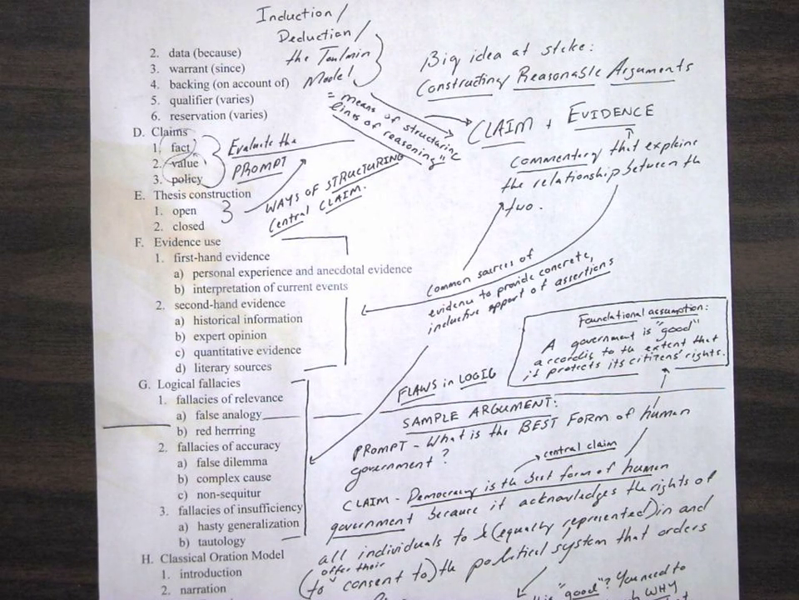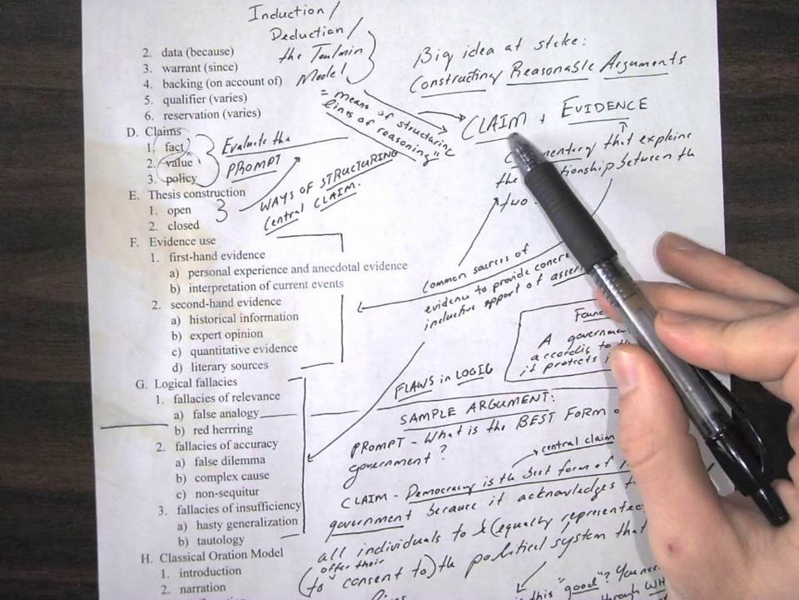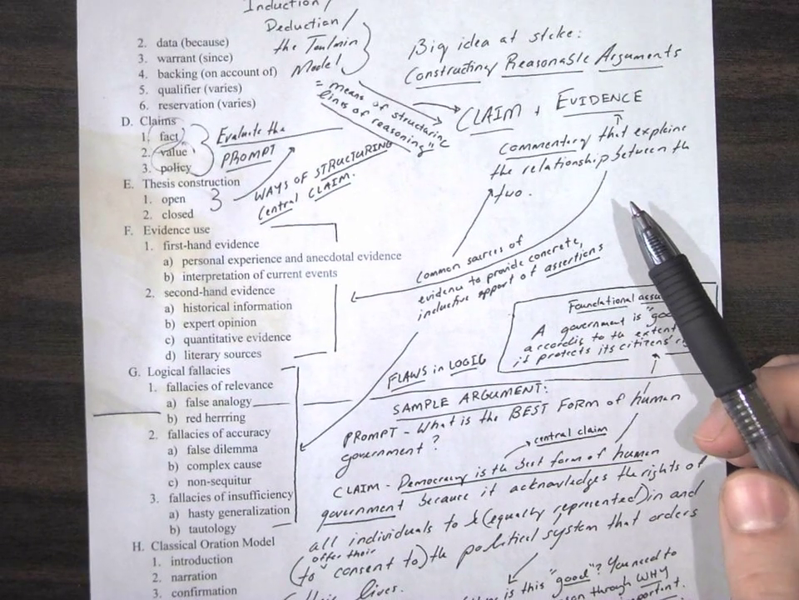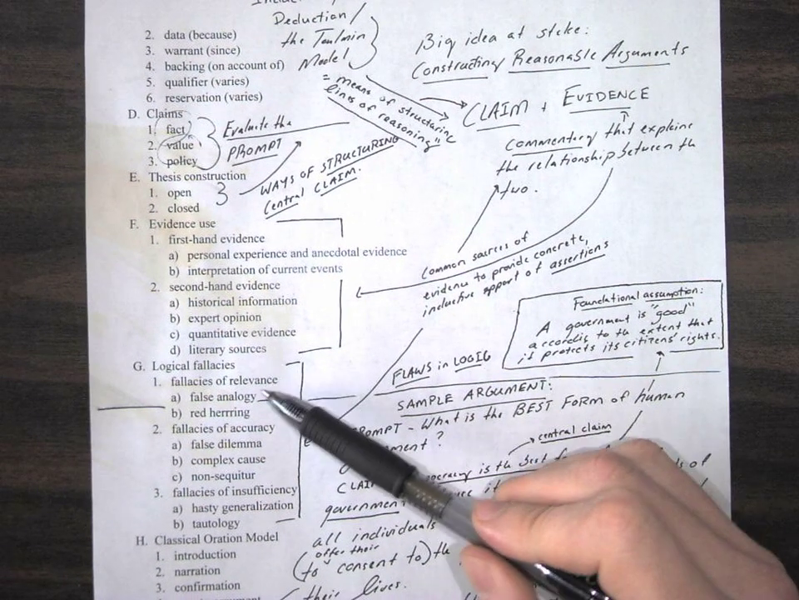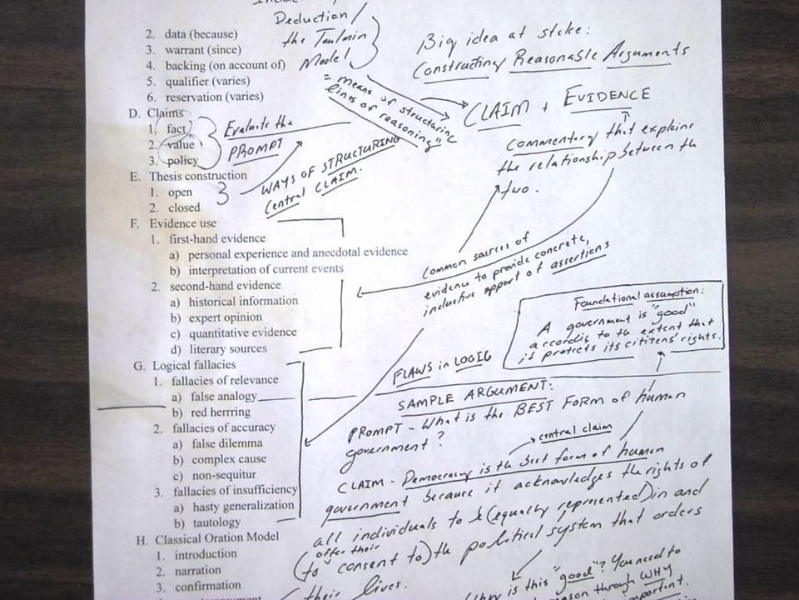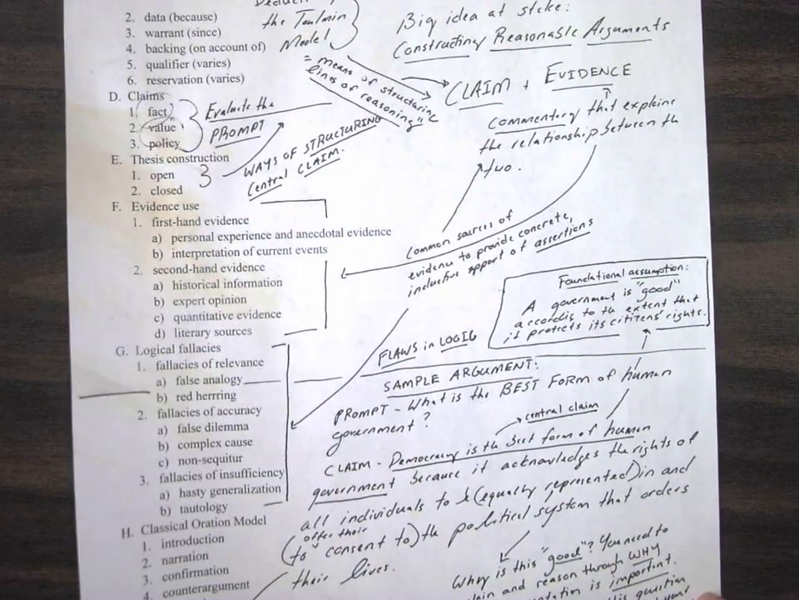When we talk about logical fallacies, what we're referring to is flaws in logic, the breakdown of the relationship between claim, evidence, and commentary. Logical fallacies refer to any line of reasoning that offers irrelevant evidence, inaccurate evidence, or insufficient evidence, in which the claim and the evidence are not authentically and logically connected to one another. So let's look at how this plays itself out in a very simple prompt.